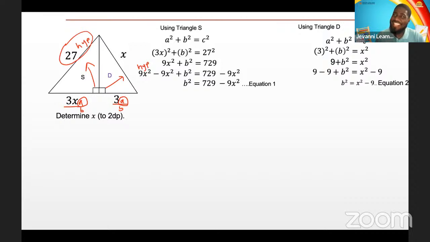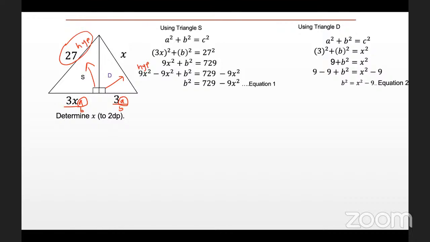Even though it might not sound like it makes logical sense, what we're saying is that the middle vertical line represents the same length. And we now have 2 expressions to represent that length, or rather the square of the length. Because we have B squared, we have an expression for B squared. So we have one expression over here saying 729 subtract 9x squared. That represents B squared. Then the other, the same B squared, because we noted that it is the same length we're looking at, can also be expressed as X squared minus 9.